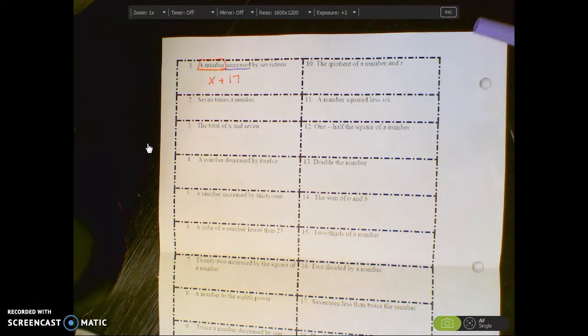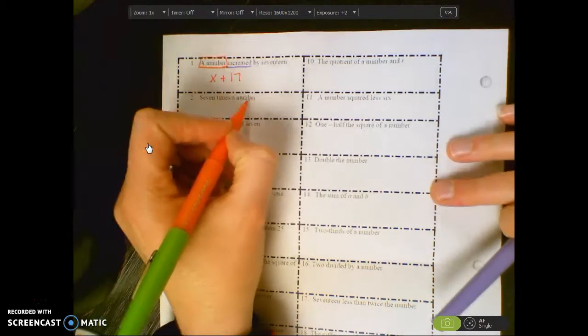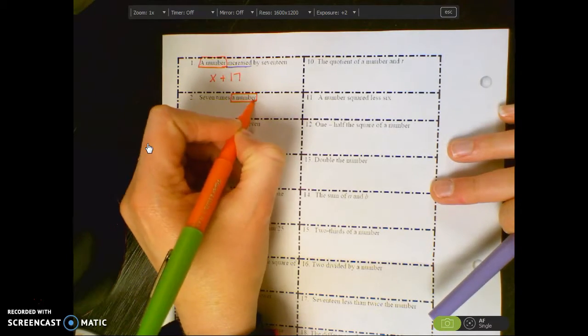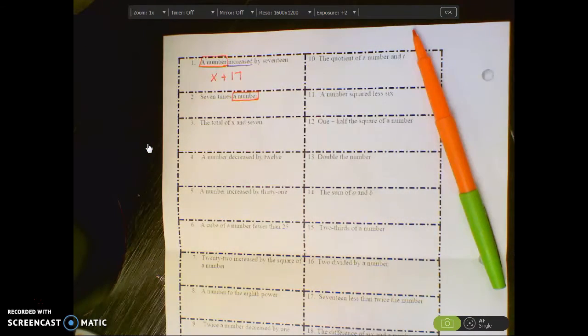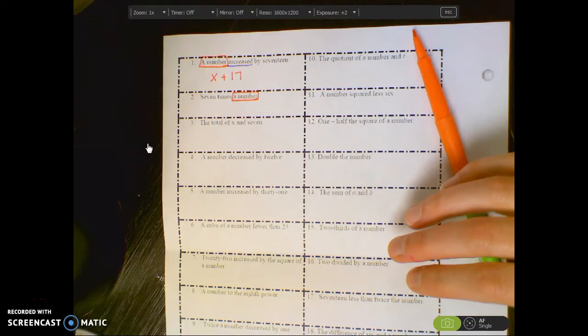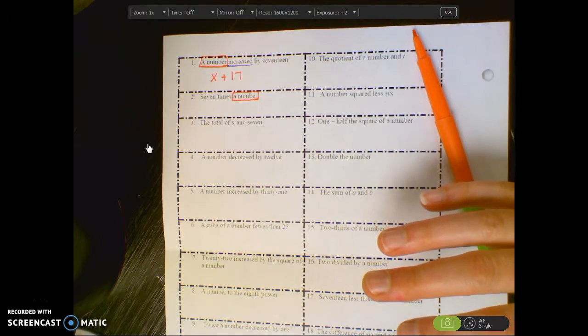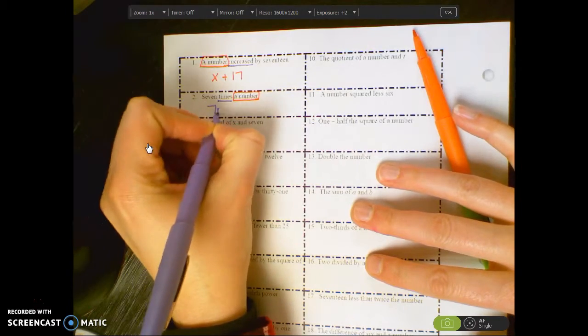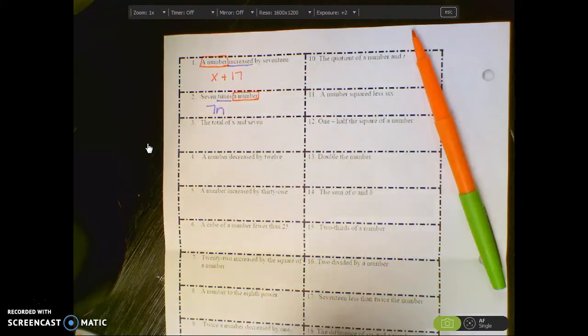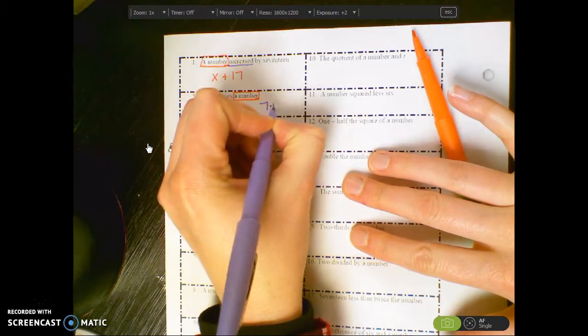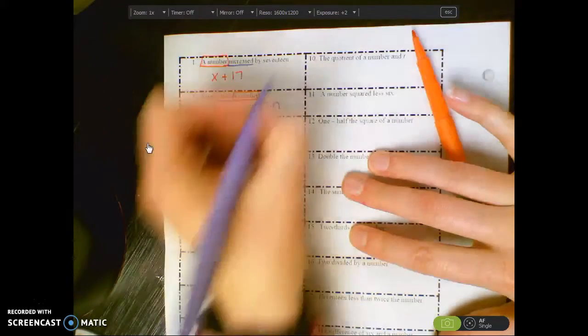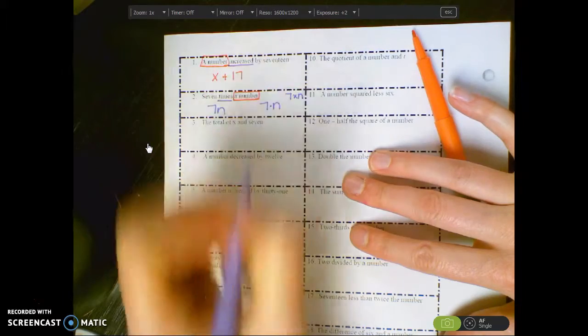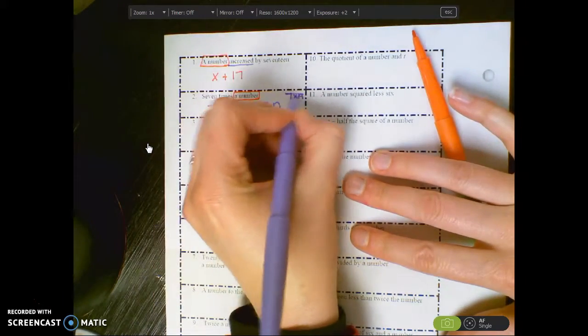Number 2, 7 times a number. So I have a number. That's where my variable is going to be. And then I'm listening for the word that means add, subtract, multiply, or divide. So 7 times, right? So 7 times a number. You could write it like that, or I'm okay with you writing it like this. I do not want that. Okay? That's a no-go.